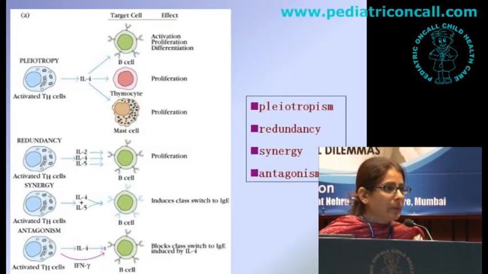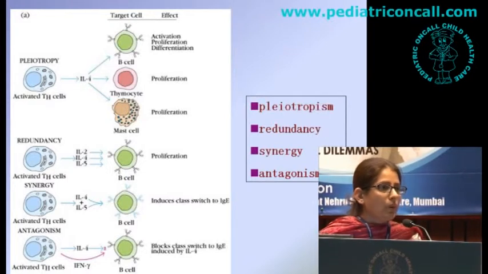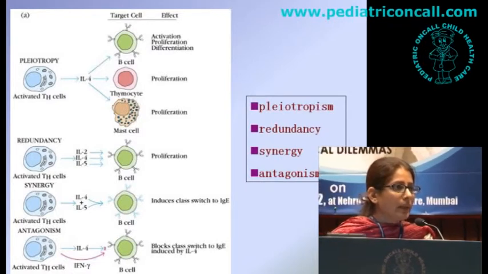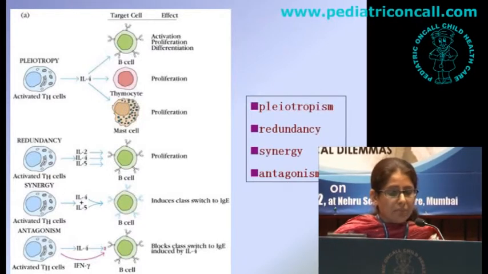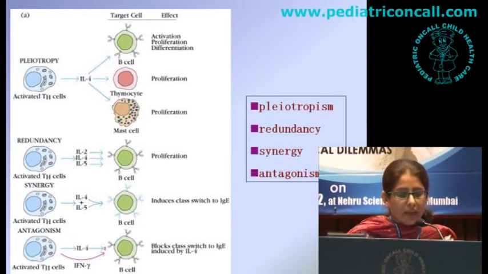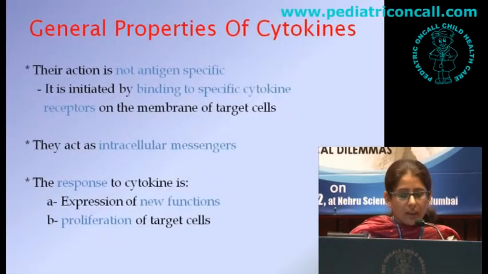They can act by pleiotropy, where one cytokine may act on different cells, or redundancy, where many cytokines act on one cell. They can have a synergistic action with the other cytokines, or may have an antagonistic effect. This is a pictorial representation of what I have said, which is showing your IL-4 acting on different types of cells, whereas the next one where 3 cytokines are acting on one cell, and IL-4 plus IL-5 showing a synergistic action causing a switch to IgE, whereas interferon gamma causing a block of IL-4 and preventing the switch to IgE. So basically these cytokines, they act on the membrane, on the target receptors, and they act as intracellular messengers and cause new functions or proliferation of the target cells.